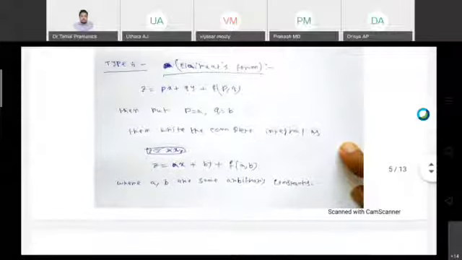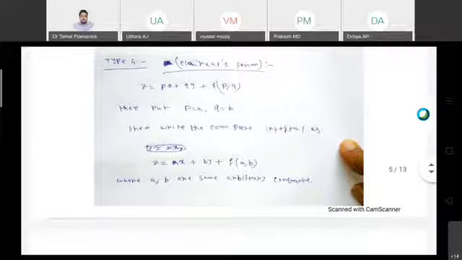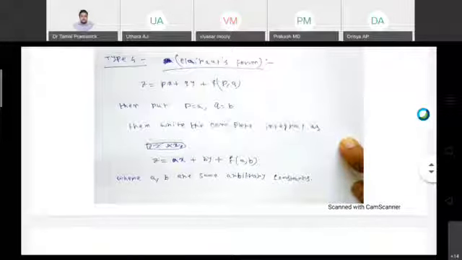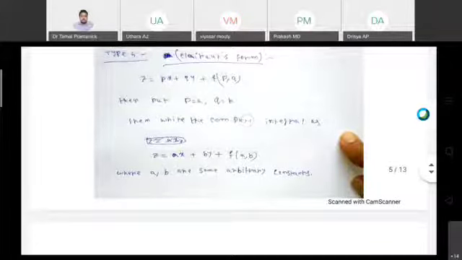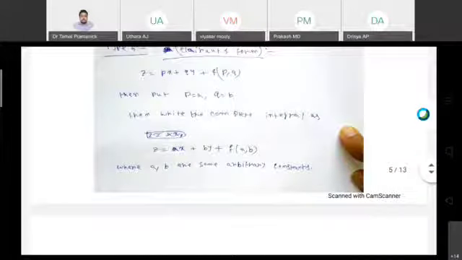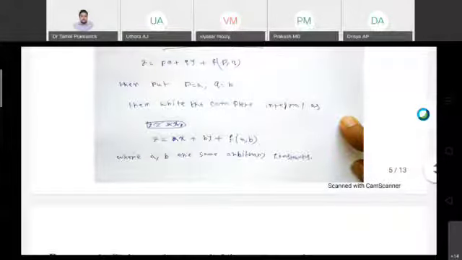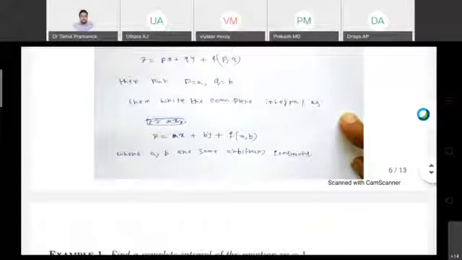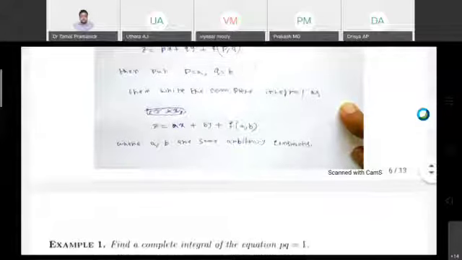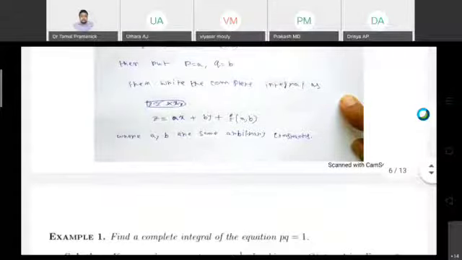This is the form. Then you can directly put p equal to one constant a, and q equal to another constant b. After putting this, you will get z equal to ax plus by plus f of ab. After you put this, you will get this directly. So this is your arbitrary constants.